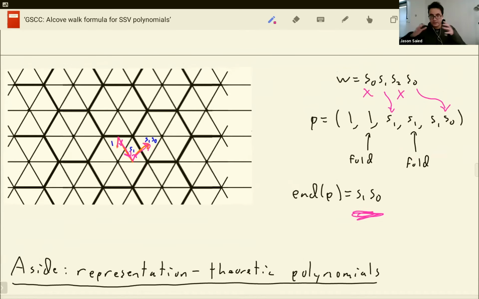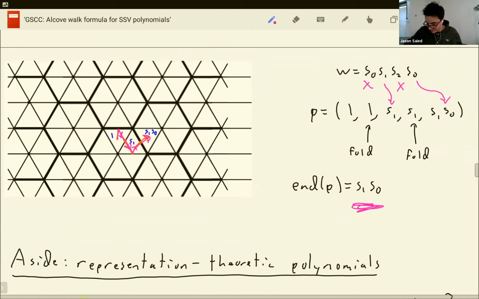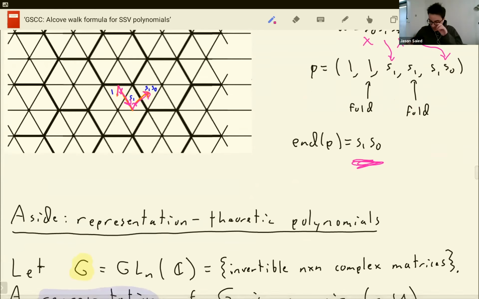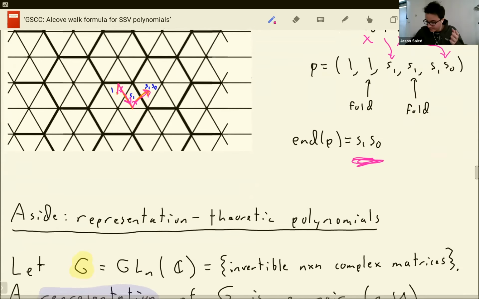So that's a brief primer on alcove walks. Now I want to very quickly tell you about the kind of polynomials that we are interested in. I'm going to be very sketchy here. So first, let's let G be the group GL_n(C), so just all invertible n by n complex matrices.